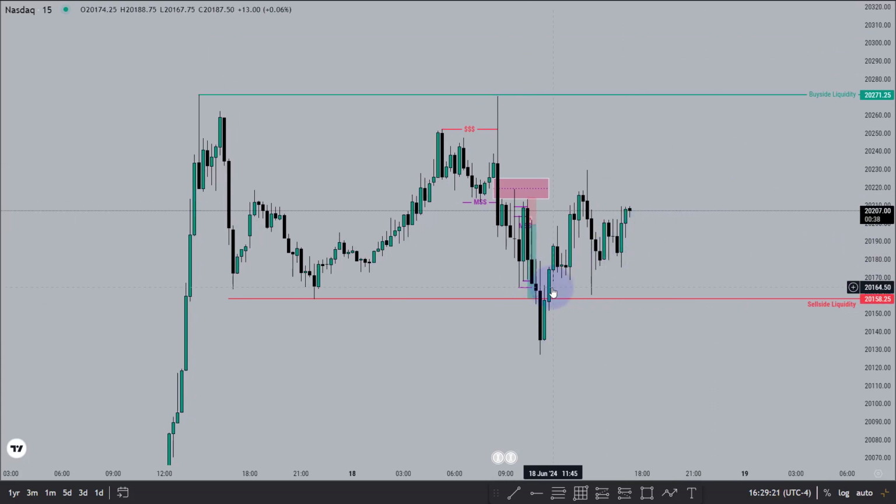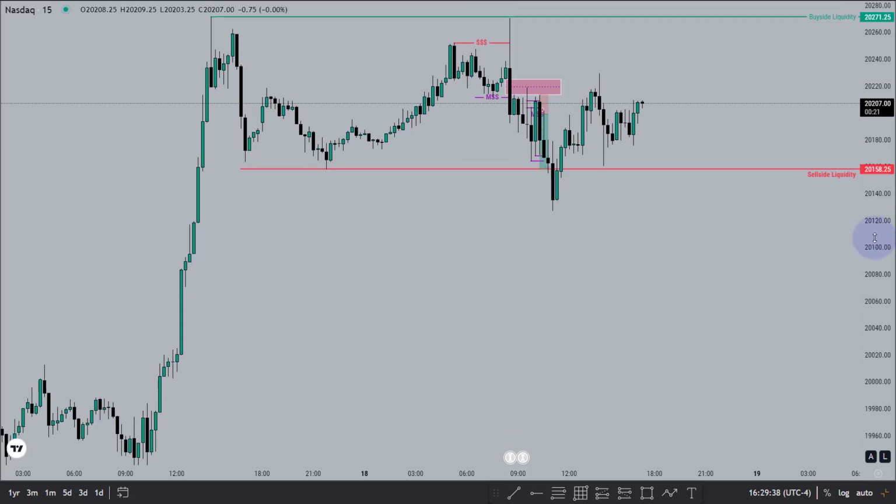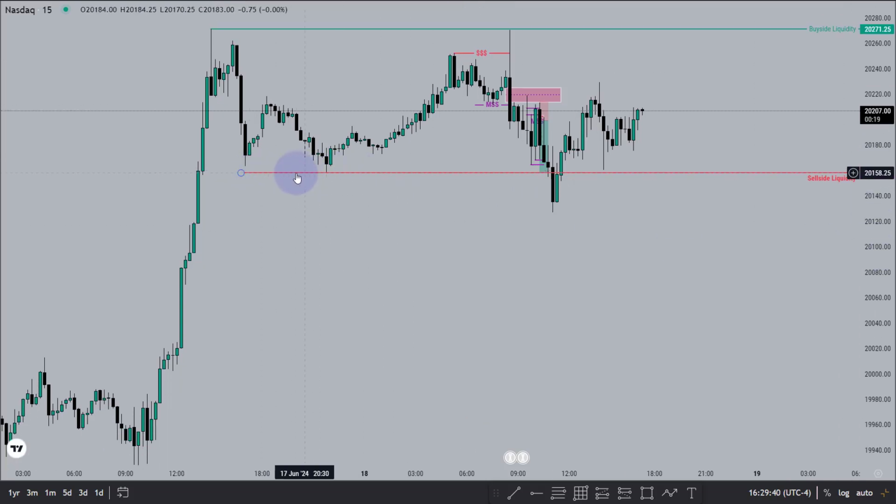What is today? Today is Tuesday. What is Tuesday? Tuesday is the manipulation day. That means it will take both the sell side liquidity and the buy side liquidity. Okay. So when the market has taken this sell side liquidity, I'm only interested in taking the buy. I'm not interested in taking the sell. At the same time, previously I had this line around that area, this sell side liquidity or the last line. But now I don't have any other line.